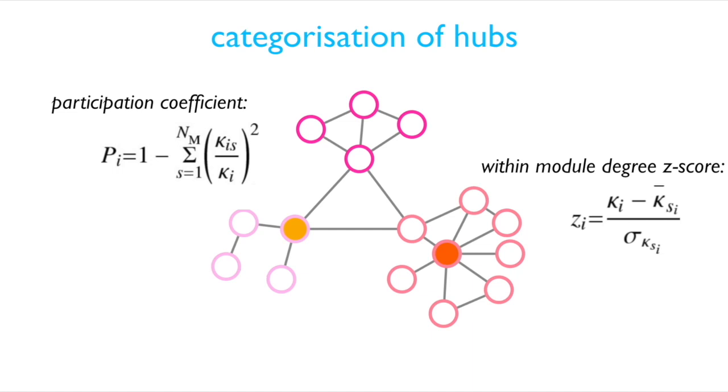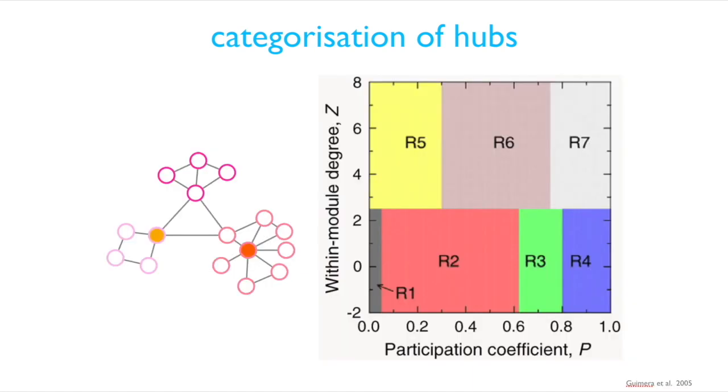So Guimerà and colleagues said, you know what, if we compute for every high-degree node in the network its participation coefficient and its within-module degree z-score, we can put these on an actual system, and we get a space with different sub-areas indicating whether a node is much more a connector hub or a provincial hub node. On the x-axis here we have the participation coefficient, and on the y-axis we have the within-module degree z-score, reflecting the importance of a certain node within its own module.